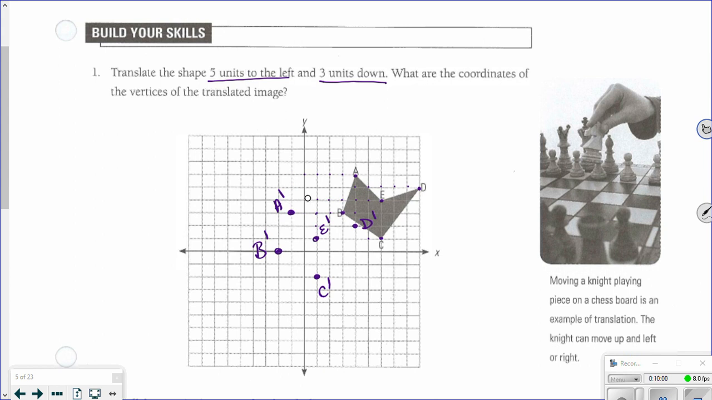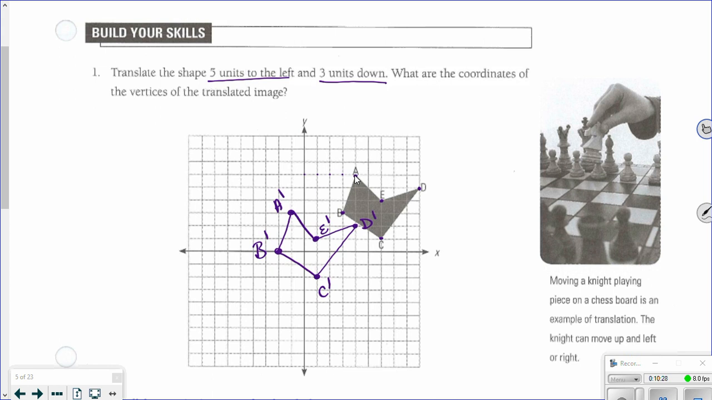Get rid of all my little dots. It's hard when the shapes overlap, or harder when they overlap. Once you get your vertices, look back at your original to see what kind of shape it should look like, so that you connect your dots back in the right pattern. Okay, so that's where my shape is, what my shape should look like. I moved every corner, every vertex, to the left 5 and down 3.